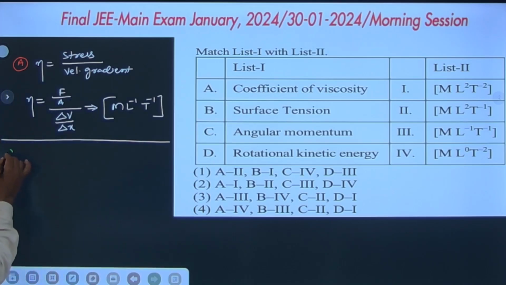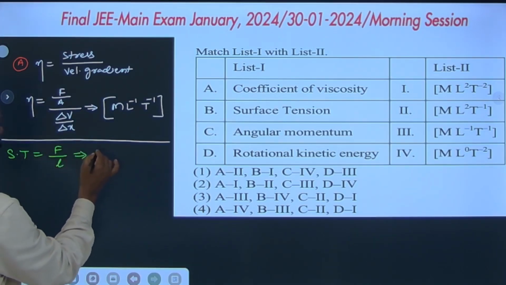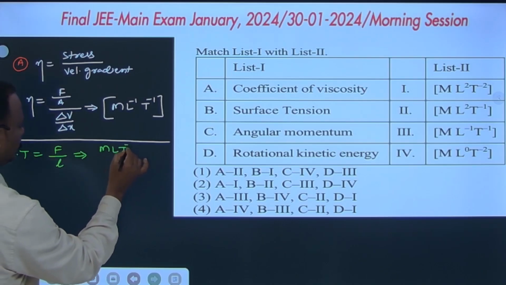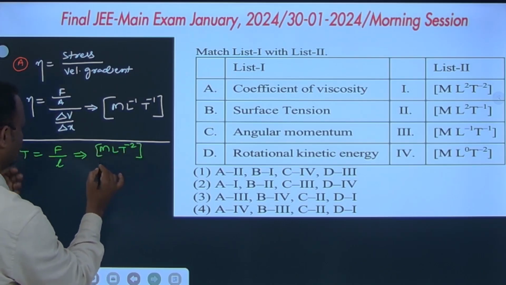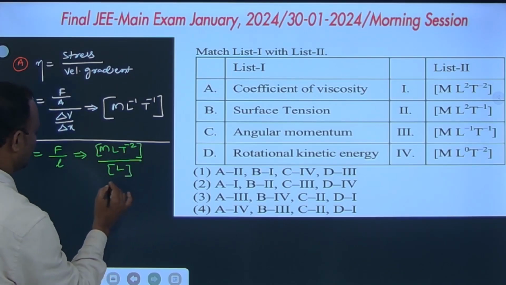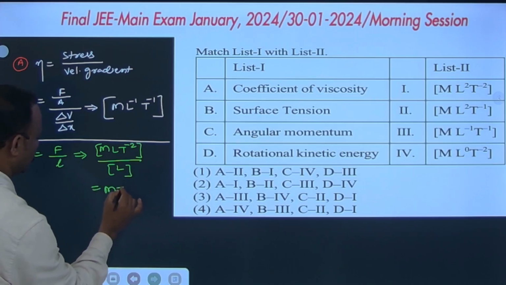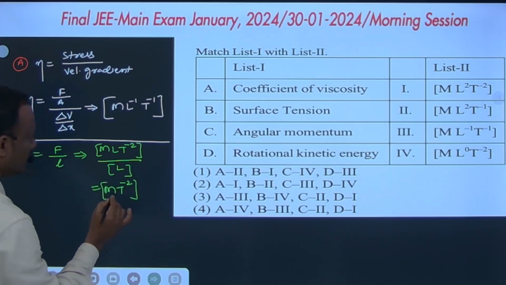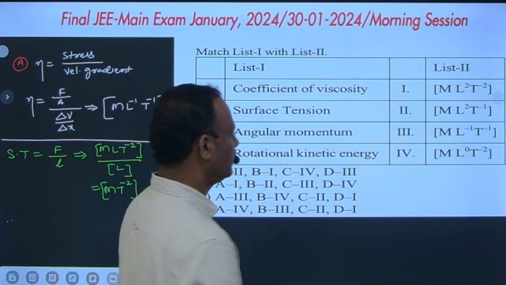Next, for the second, coefficient of viscosity is completed. Surface tension. Dimensional formula of surface tension. It's force per length. So dimensional formula is M L T minus 2 by L. This will become M T minus 2, or M L0 T minus 2.